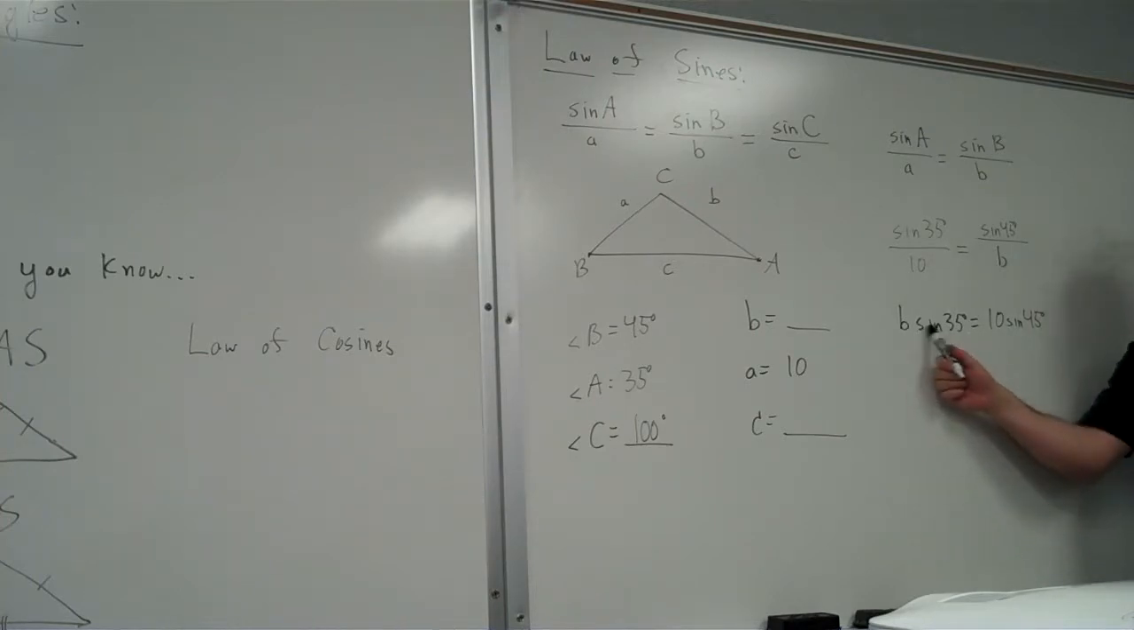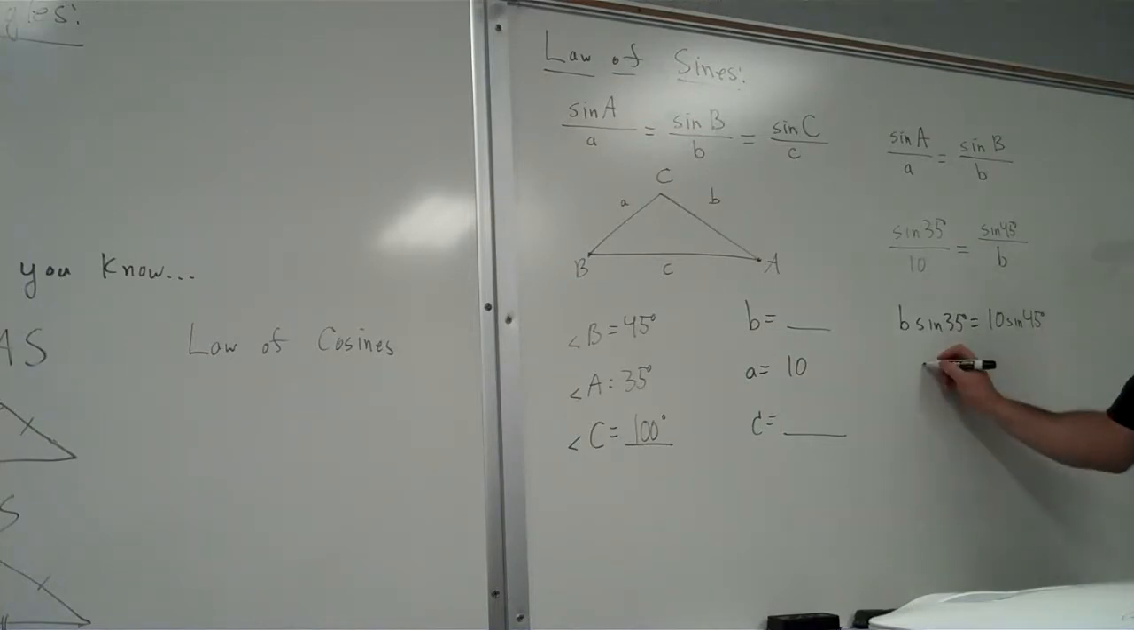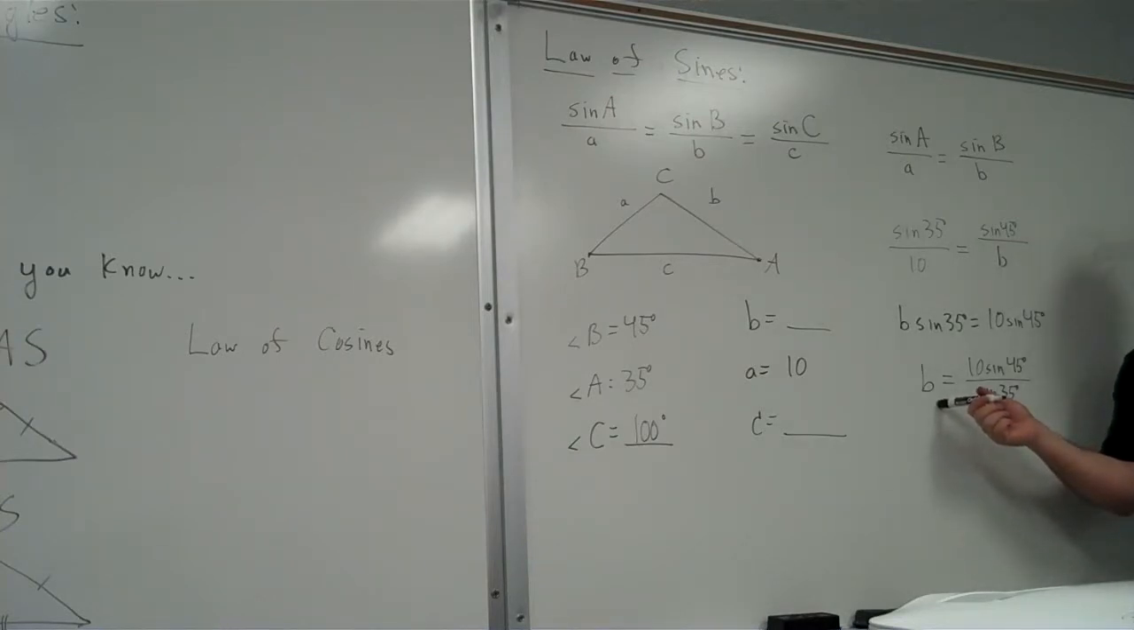Now this is just a number. It's going to be an ugly decimal number, but it's just going to be a number. Which means I can divide both sides by the sine of 35 degrees, and that will be the length of B. That's your answer, right?